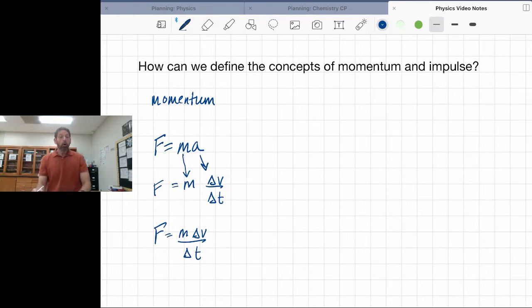Okay. All right. This is the easy part. Let me just highlight this real quick. That right there, that is the definition of momentum. So right here, mass times the change in velocity, that is the definition of momentum. And this is momentum, okay?